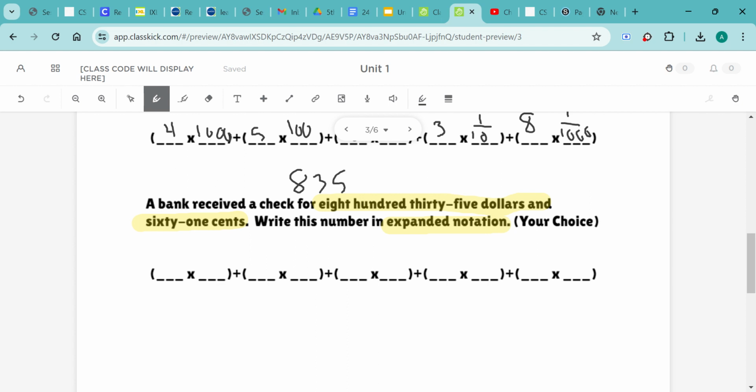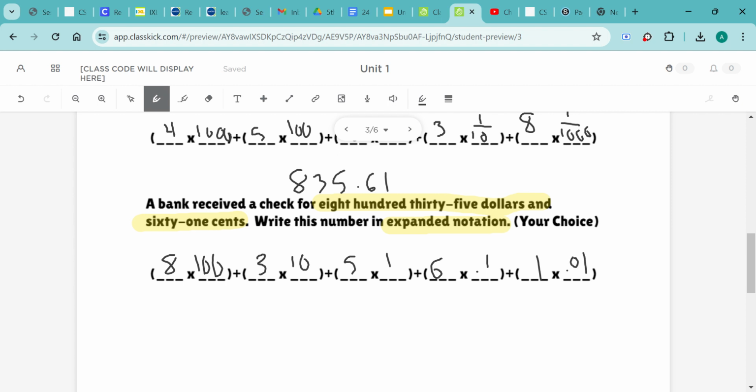835, and decimal means and, 61 cents. Okay, now we're going to have to write this as an expanded notation. Okay, I'm going to start on the left. I'm going to write my number, the digit, times the place value it's in. It's in the hundreds. All right, next one, the 3 times the place value it's in. It's in the tens. 5 times the place value it's in, the ones. 6 times the place value it's in. Now we're going to decimals, so we're going to multiply. It's in the tenths place, so how do I write a tenth? 0.1. And then we have the 1 times the place value it's in, the hundredths.